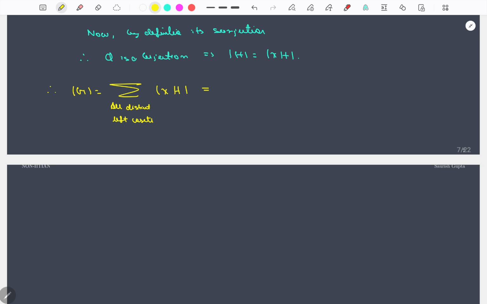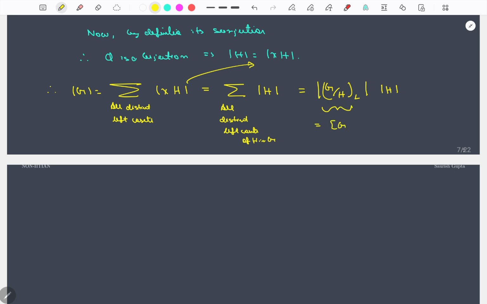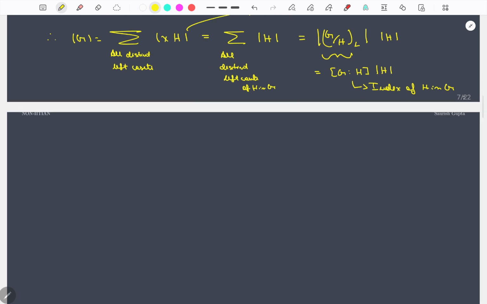So what should this imply? This should be equal to the cardinality of H, because we just proved this, summed over all distinct left cosets of H in G. So this should be equal to the cardinality of the collection of all the left cosets, times the cardinality of H, and this is what we define in this form, G colon H, and this is called the index of H in G, the number of distinct left cosets of H in G.